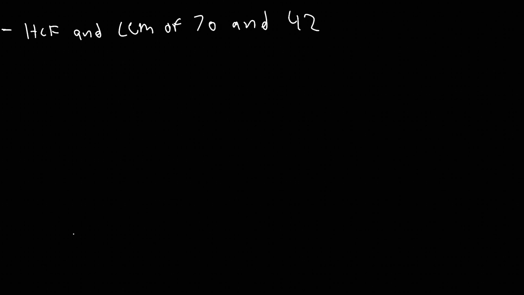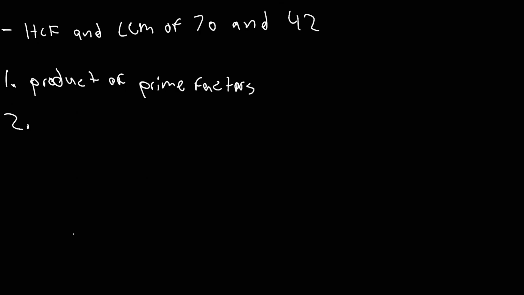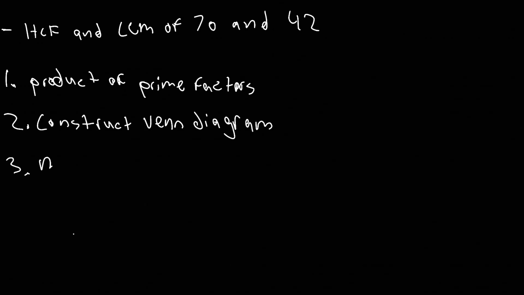So what are the ways of finding the highest common factor and lowest common multiple of any number, no matter how relatively big or small they are? The way to do this is step 1, product of prime factors. Step 2 is construct a Venn diagram. And step 3 is multiply. So what do these 3 steps exactly mean?